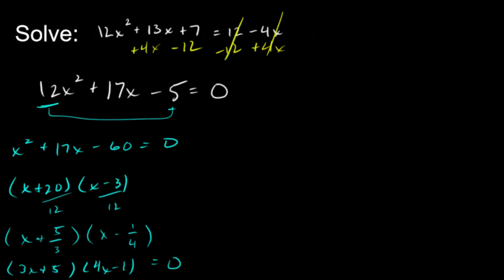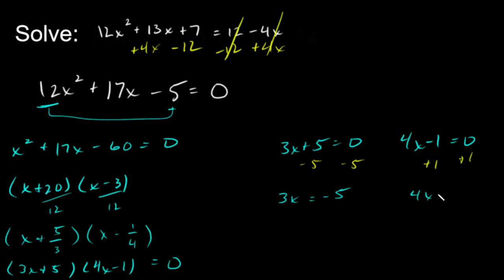And now you set each factor equal to 0 and solve. So you get 3x plus 5 equals 0 and 4x minus 1 equals 0. And you get to solve each of these. Minus 5, plus 1, and you get 3x equals negative 5 and 4x equals 1. And then you divide by 3, divide by 3, divide by 4, divide by 4, and you get x is equal to negative 5/3 and x is equal to 1/4.